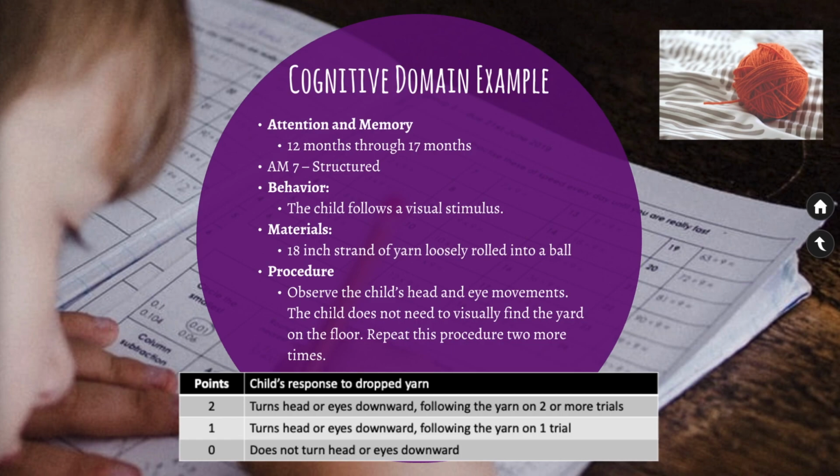The way that you will score this assessment will be as follows. If the child responds to the dropped yarn by turning head or eyes downward, following the yarn on 2 or more trials, the score is 2 points. If the child turns head or eyes downward, following the yarn on 1 trial, the score is 1 point. If the child does not turn head or eyes downward, the score is 0 points.